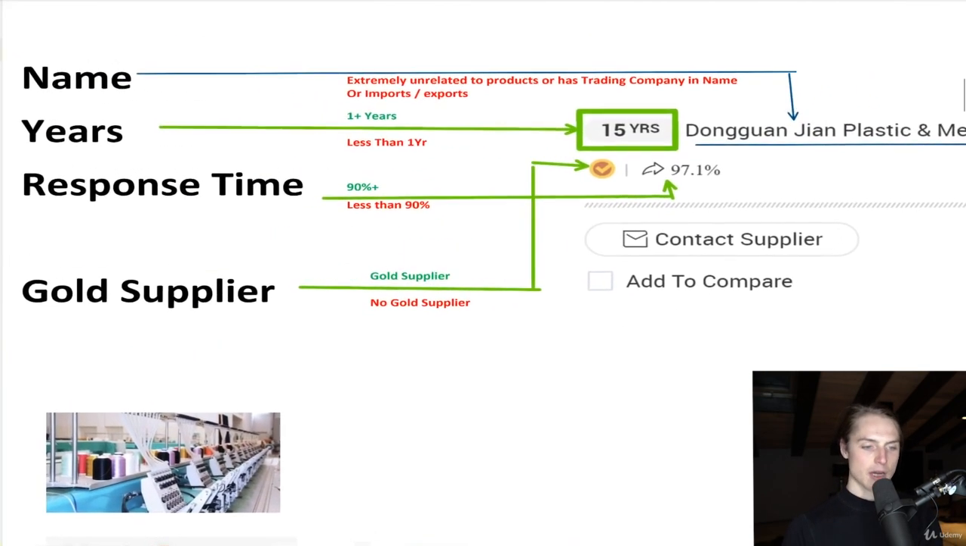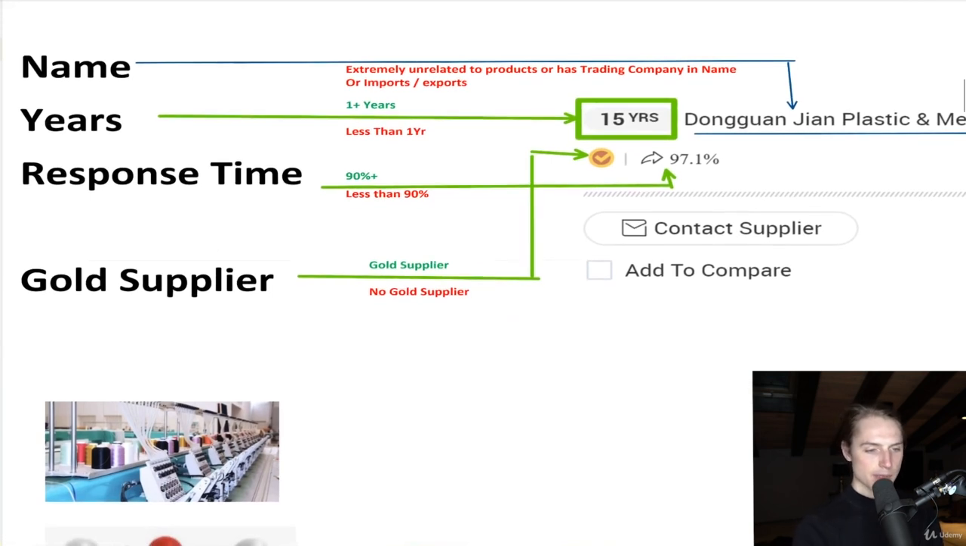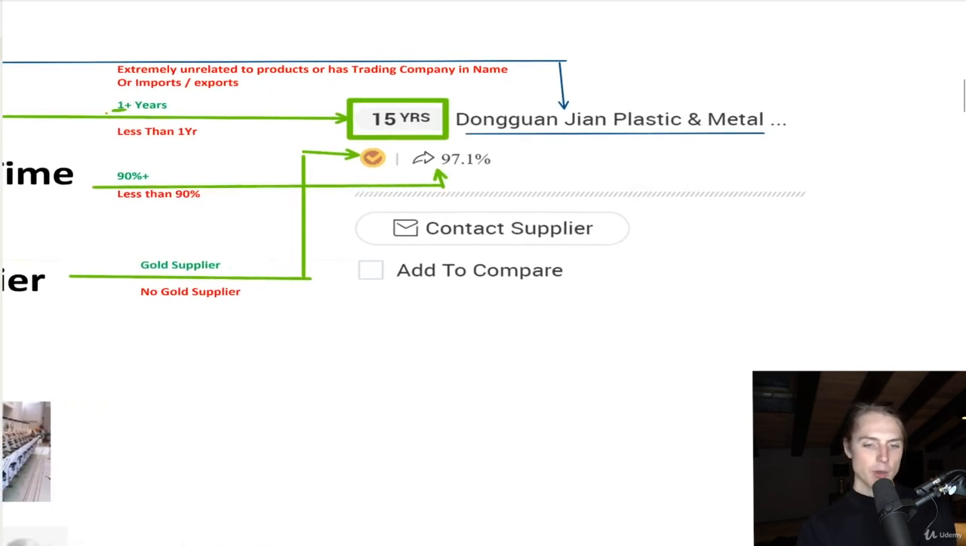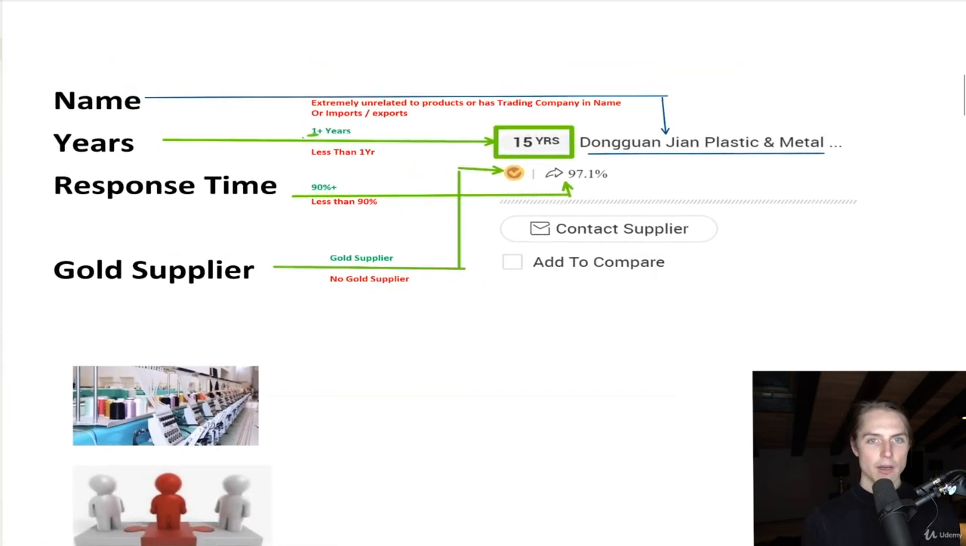Now what we're doing is we're trying to analyze the suppliers, and as we just said, here's this, we'll put this down below. So essentially we want someone who's been doing it for over a year, and you want them to have, we didn't mention name, but you want them to have somewhat of a similar name, and then we'll go in and analyze the factory.